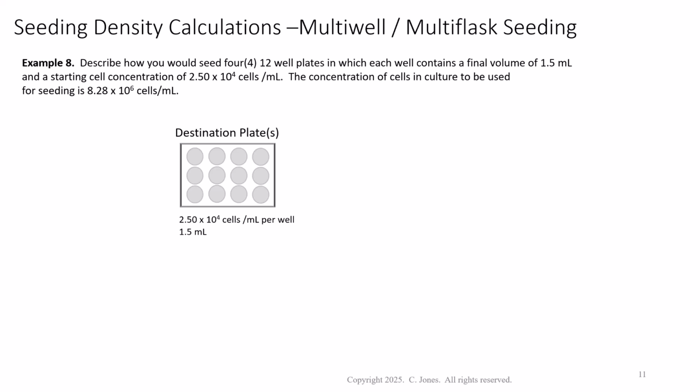All right, seeding density calculations for multi-well plates. So here's a multi-well destination plate, and what we want here is 2.50 times 10 to the 4th cells per mil per well, and we want a final volume in each well of 1.5 mils. So the idea here is that this is a 12 well plate, and so this might be an assay to test concentration efficacy for a drug, and so here we might have control cells, right, untreated cells, and then we may have different doses of the drug in each of these wells.